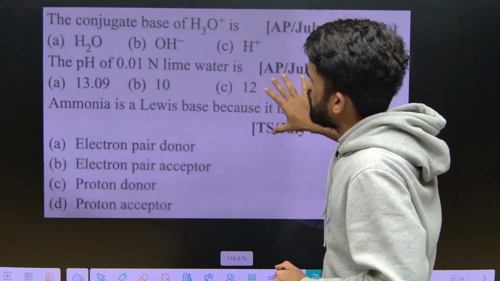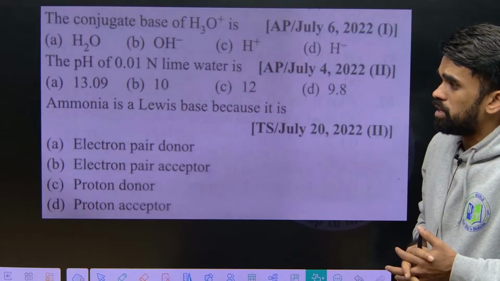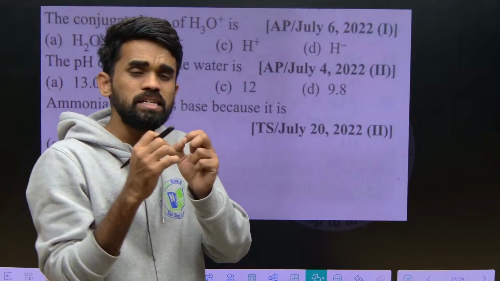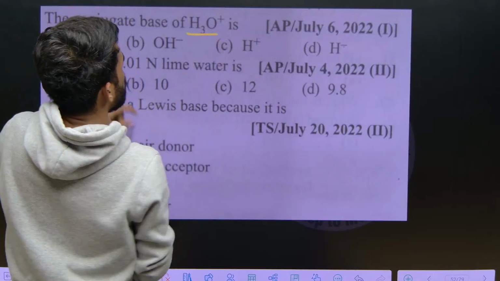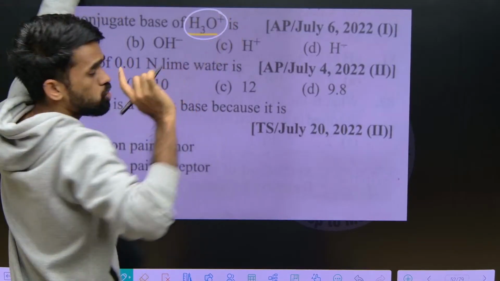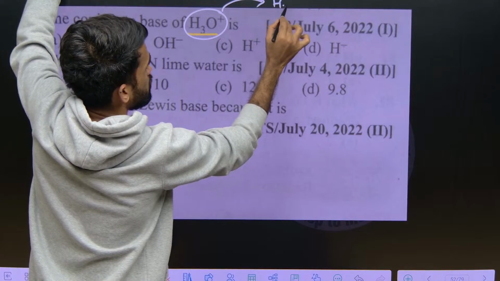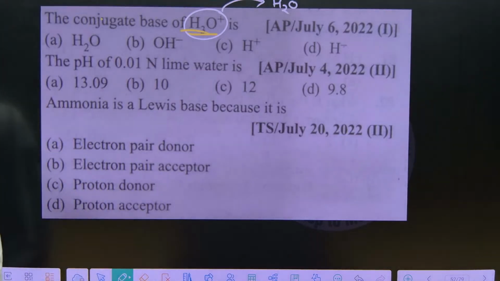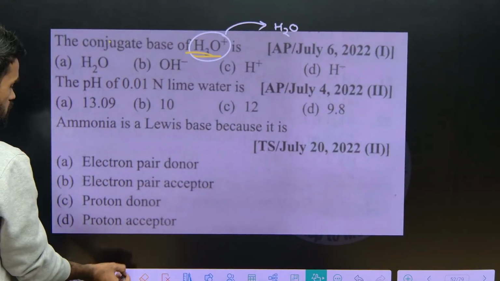Based on acid base theories and pH based calculations, see what they are saying: the conjugate base of H3O plus ion. I have told you that an acid and base pair differ by one proton. If this is an acid, a base should have one proton lesser than the acid. So writing one proton lesser than its acid, that is nothing but H2O. So H2O will be the conjugate base of this H3O plus ion. Right. Let me choose the answer here. Yes, first option A will be your answer for the question.